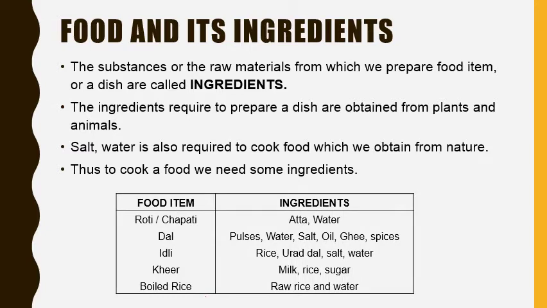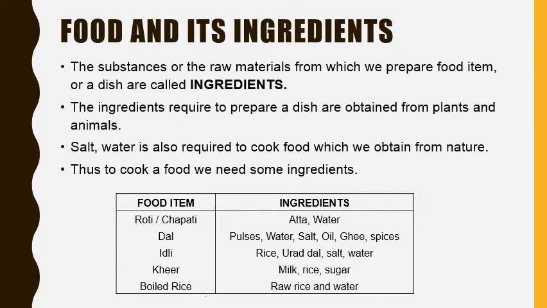Food and its ingredients. The dish that we cook has certain raw materials. The substances or the raw materials from which we prepare a food item or a dish, we call them ingredients. These ingredients are either obtained from plants or from animals. Salt and water are also required to cook food, which we obtain from nature. Thus, to cook a food, we need some ingredients. Some examples are shown in the given table.